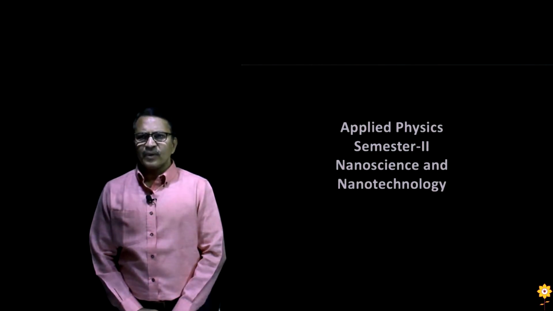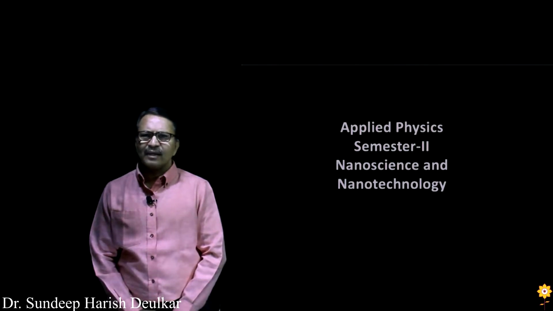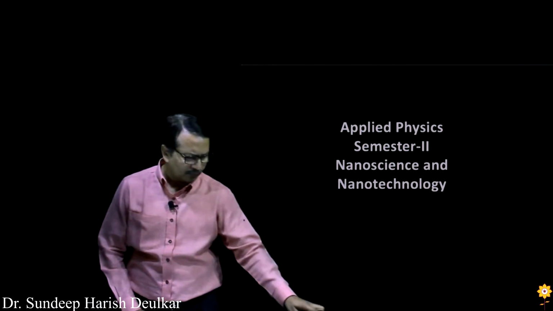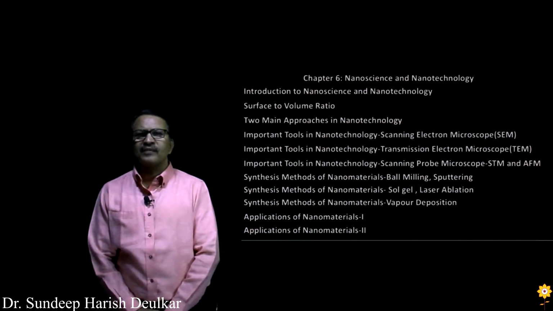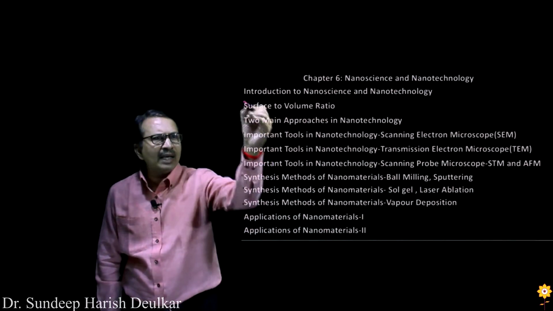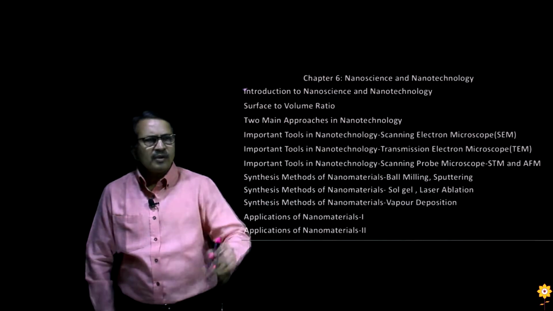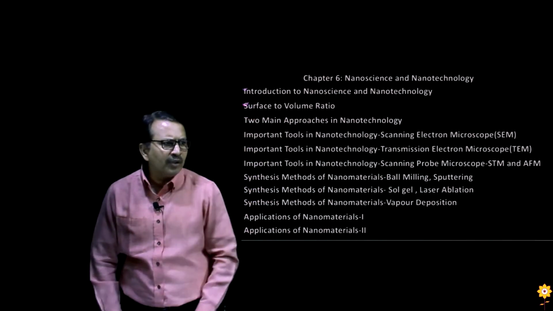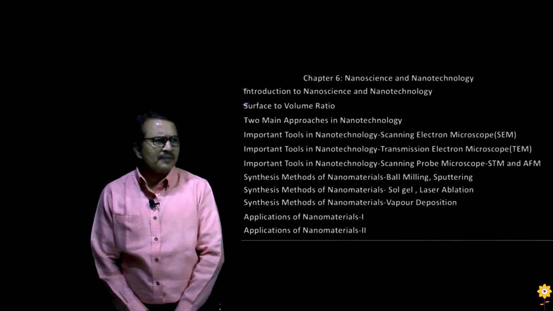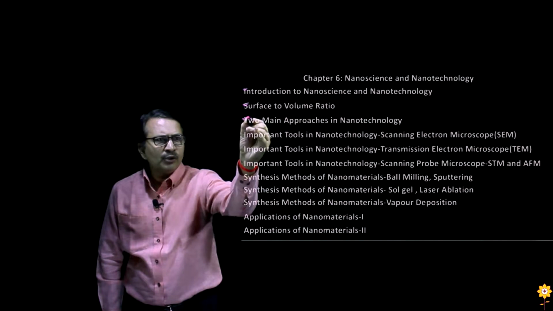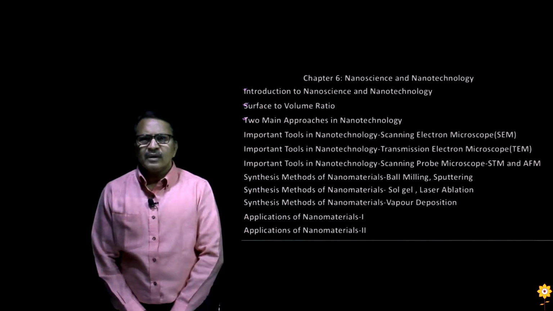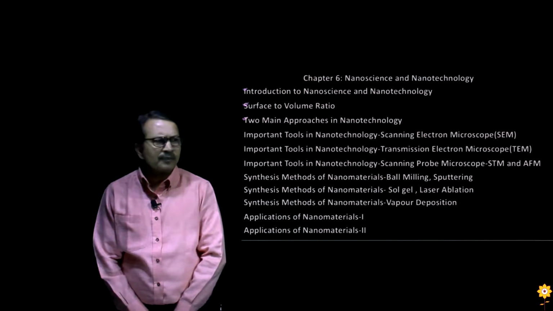So today we are going to do the last video in this series of videos on the topic nanoscience and nanotechnology. Prior to beginning with this video, let us have a quick recap of what we have done so far. So here are the various topics that we have covered so far. First, we had an introduction to nanoscience and nanotechnology. Next, we had the surface to volume ratio concept that is used in nanotechnology. The most important one, the two main approaches in nanotechnology, the top-down and the bottom-up approach.